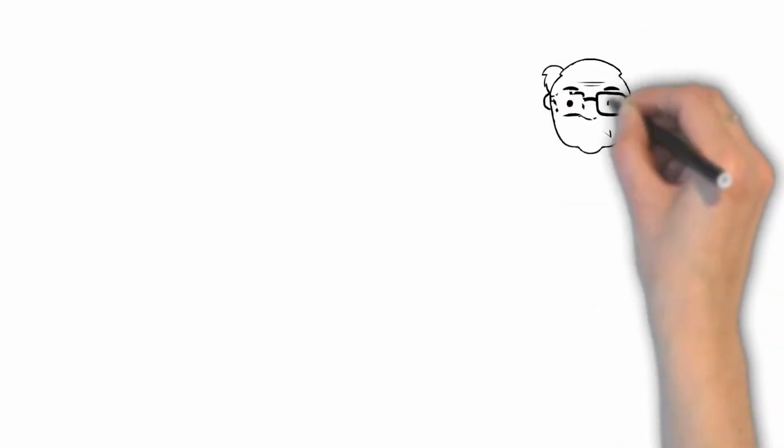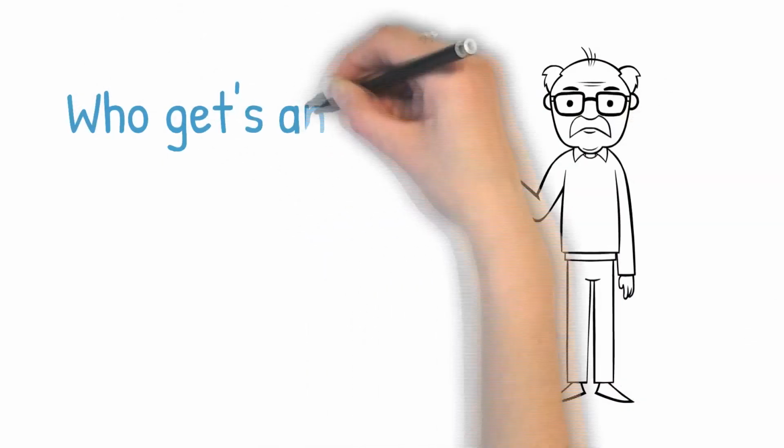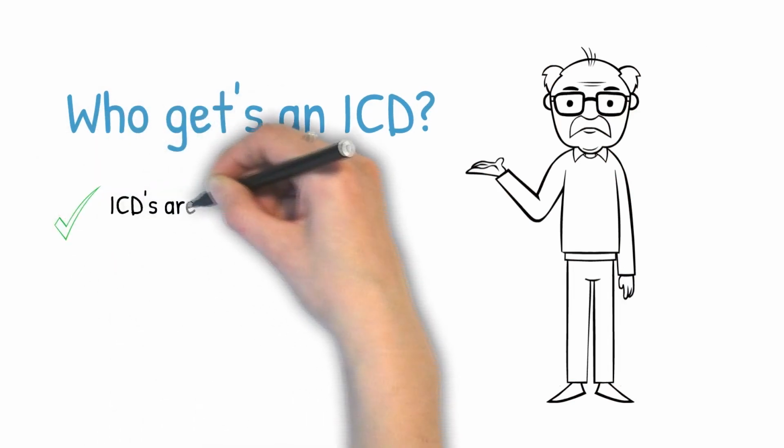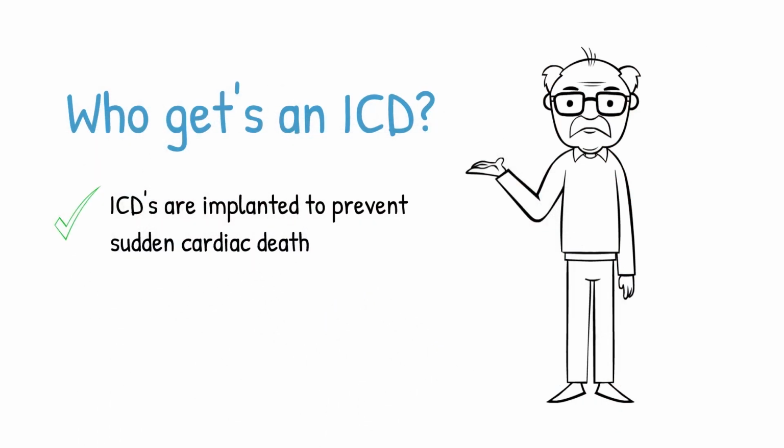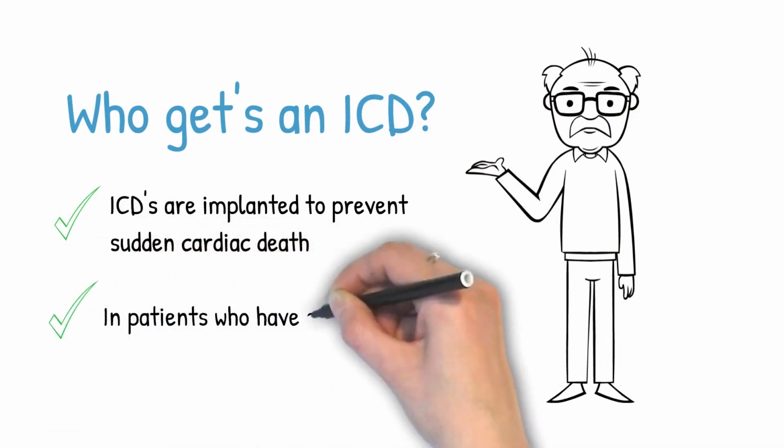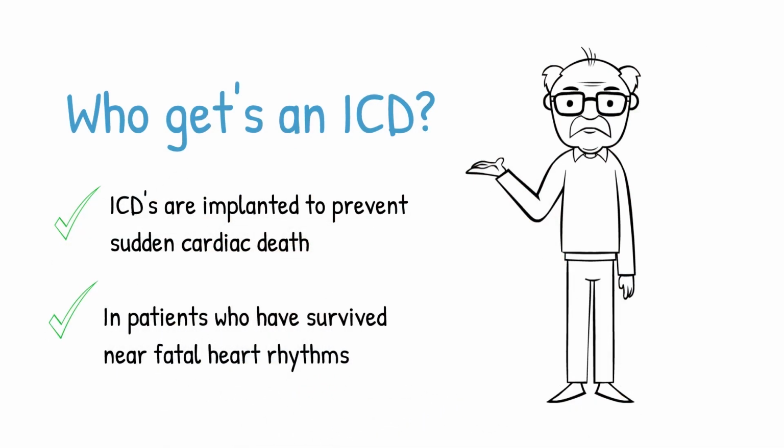Why do some patients need a defibrillator? ICDs are implanted to prevent sudden cardiac death. Initially, or often, in patients who have survived a serious rapid heartbeat of the lower chambers of the heart, which we call the ventricles. And the arrhythmia is ventricular tachycardia or ventricular fibrillation. When we implant a device in somebody that has survived this abnormal arrhythmia, it's called secondary prevention.